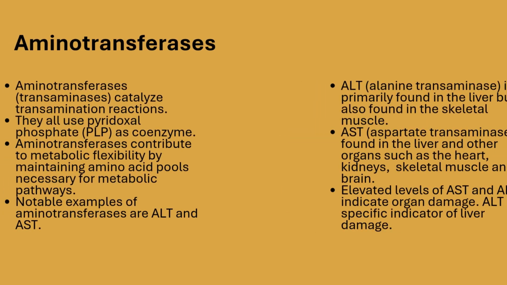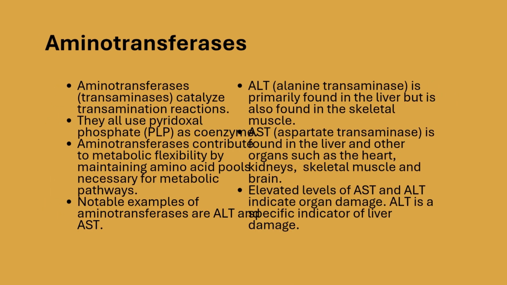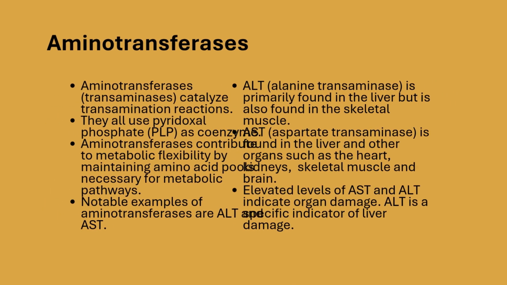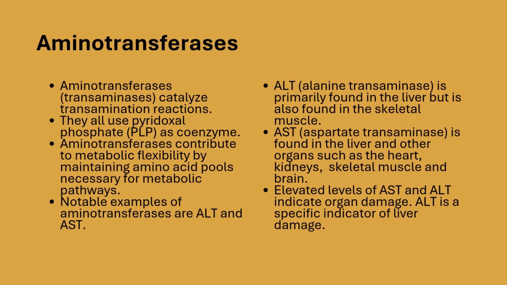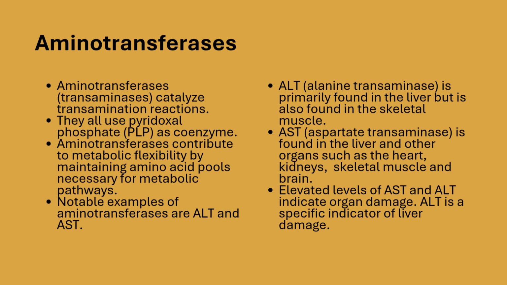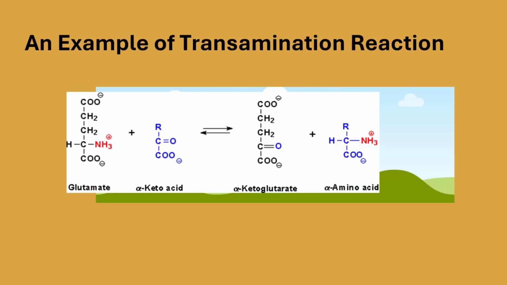ALT, alanine transaminase, is primarily found in the liver but is also found in the skeletal muscle. AST, aspartate transaminase, is found in the liver and other organs such as the heart, kidneys, skeletal muscle and brain. Elevated levels of AST and ALT indicate organ damage. ALT is a specific indicator of liver damage. Here is a typical example of transamination reaction.